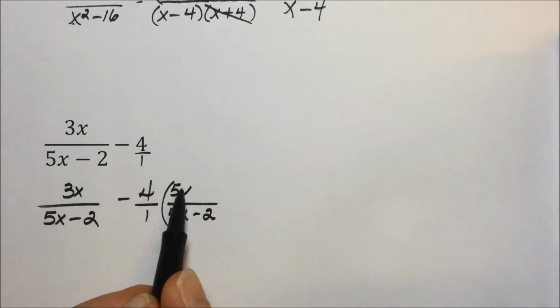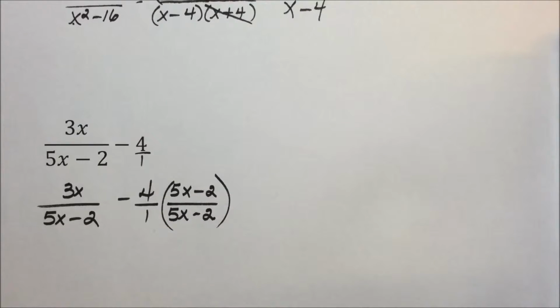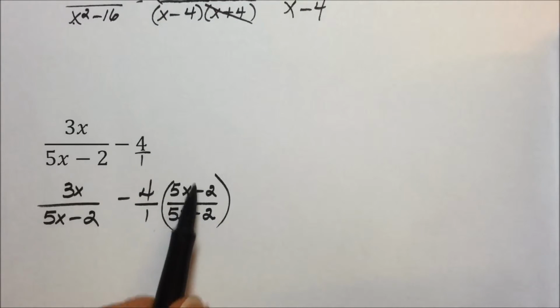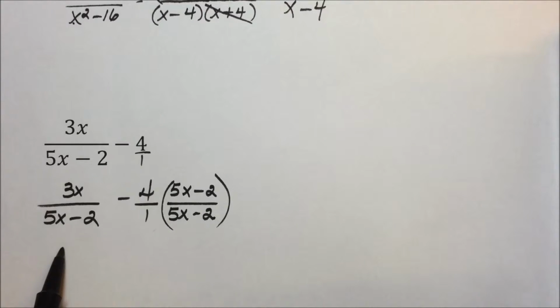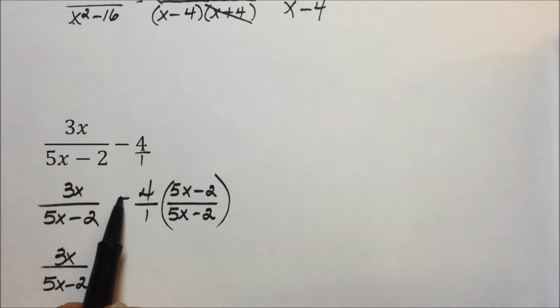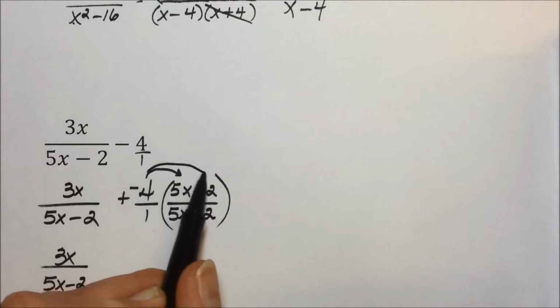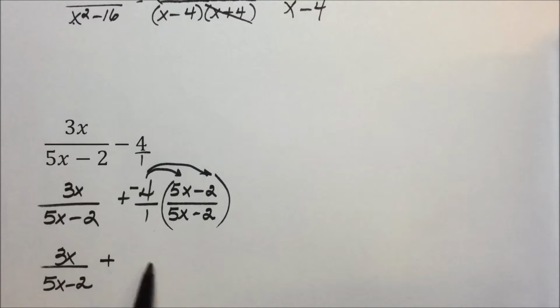And if the denominator gets multiplied by that quantity, so does the numerator. So essentially you're multiplying by a 1. We can then do a simplification. This subtraction can be thought of as plus a negative and distribute. So we will end up with a negative 4 times 5 is a negative 20x. A negative 4 times negative 2 is a positive 8 over the common denominator.